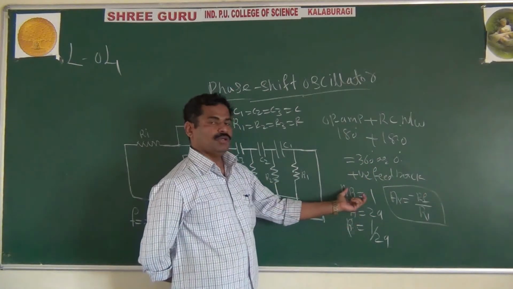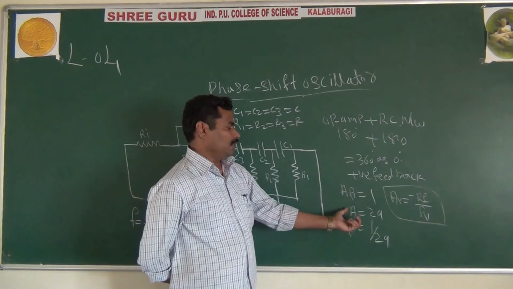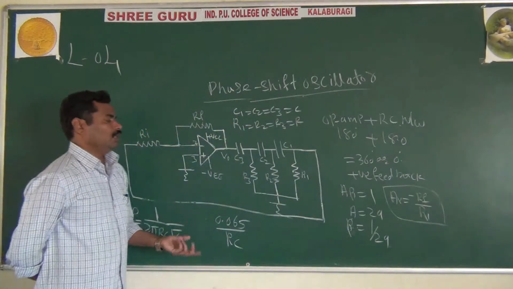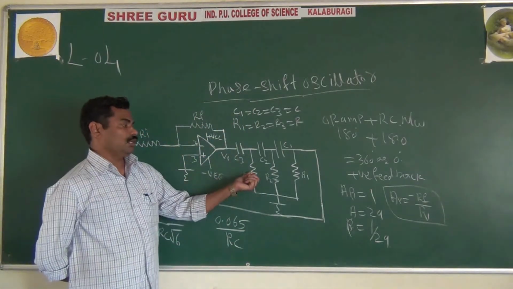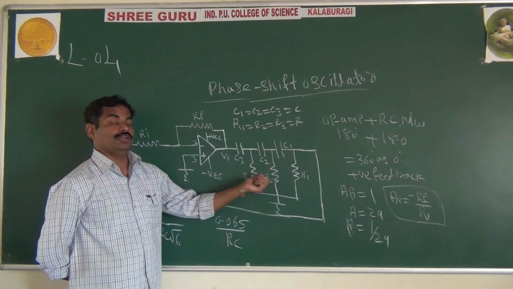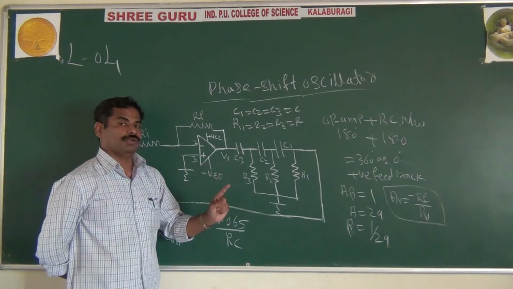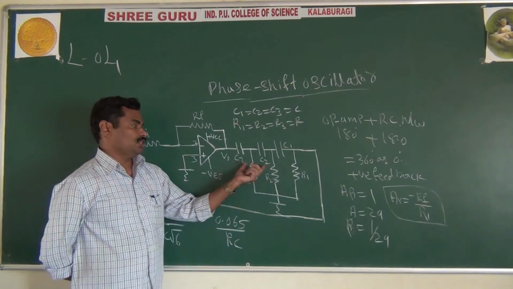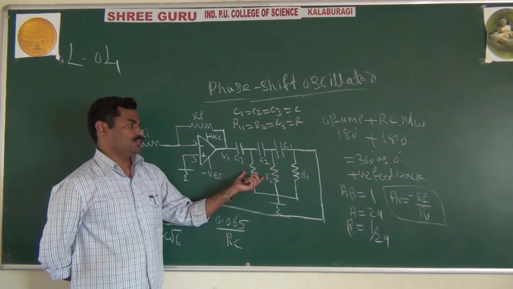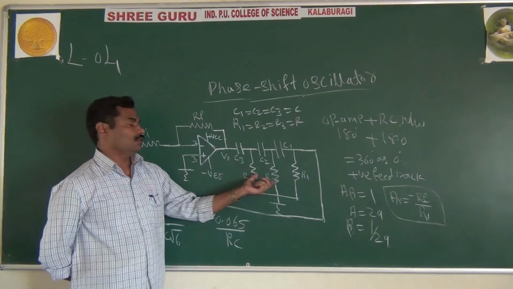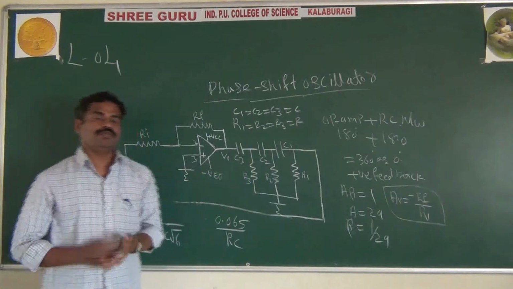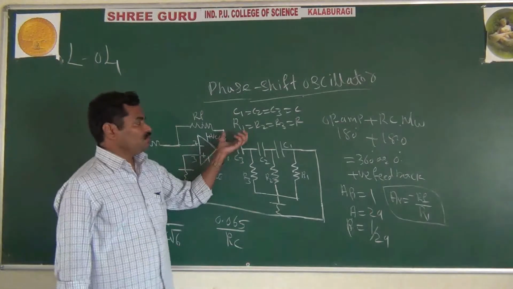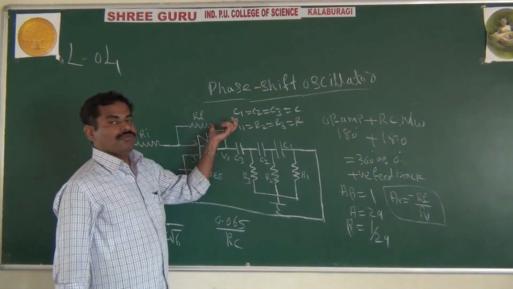And if you want A beta equal to 1, that is another one, the Barkhausen criteria: A is equal to 29 and beta is equal to 1 by 29. Only at a particular frequency and only at a particular value of R and C will each RC give the 60, not for all frequencies. The total RC network gives 180, and the amplifier gives 180, for a 360 degree phase shift, or positive feedback. This is a simple way of understanding the phase shift oscillator.